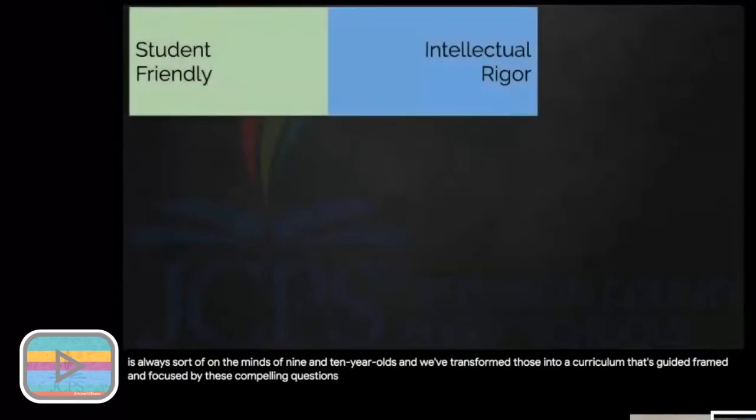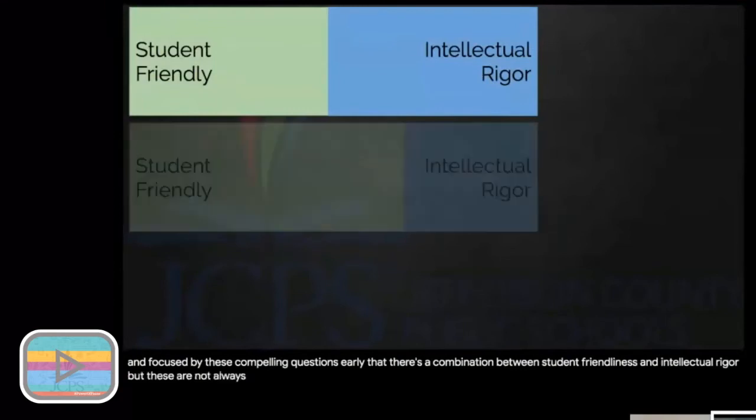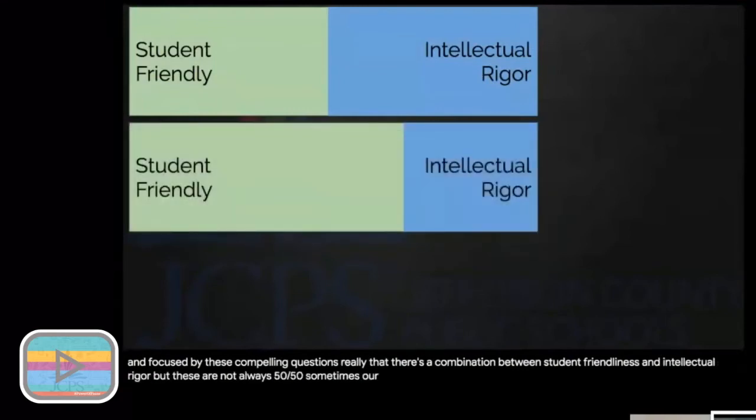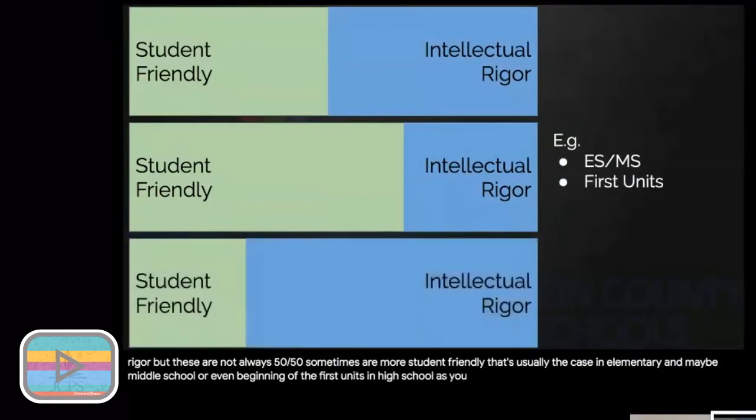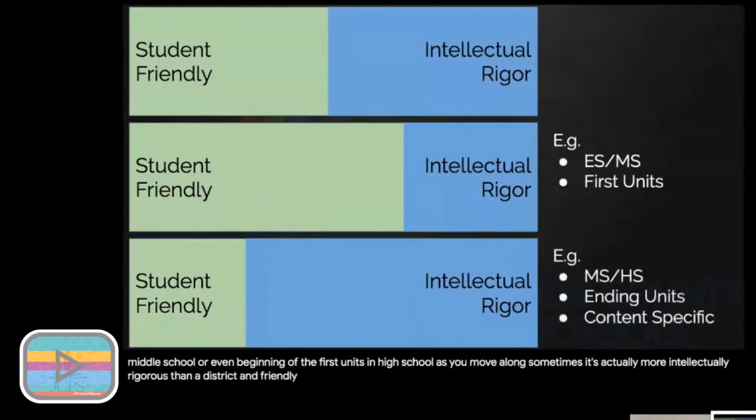I mentioned earlier that there's a combination between student friendliness and intellectual rigor, but these are not always 50-50. Sometimes they're more student friendly. That's usually the case in elementary and maybe middle school, or even the first units in high school. As you move along, sometimes it's more intellectually rigorous than student friendly. Sometimes these are more middle and high, the ending units in elementary, or even content specific.